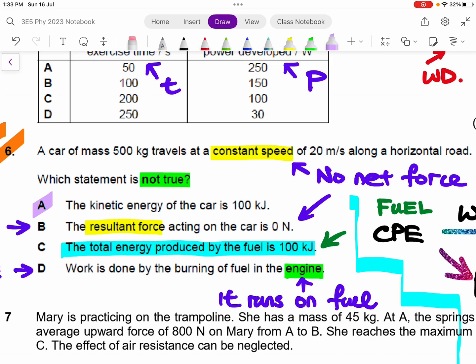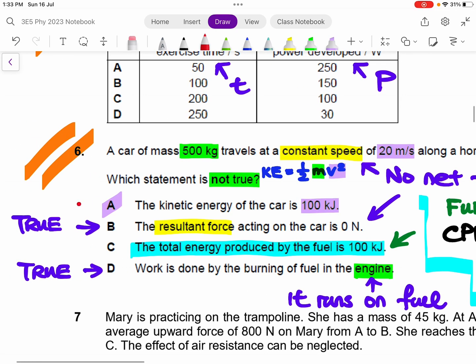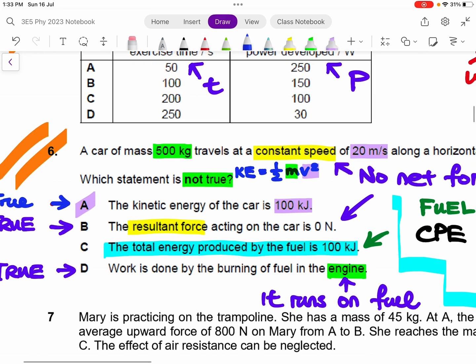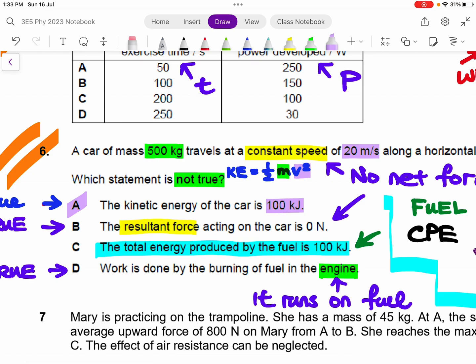This is the easiest because you just need to apply your KE formula, half mv squared. You have the mass, which you can substitute in here. You also have the speed, which you can substitute in here, and indeed you will get 100 kilojoules, which is 100,000 joules. So this option over here is actually true. Now let's look at option B.